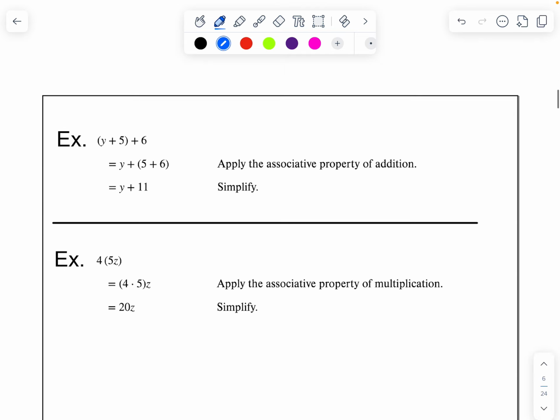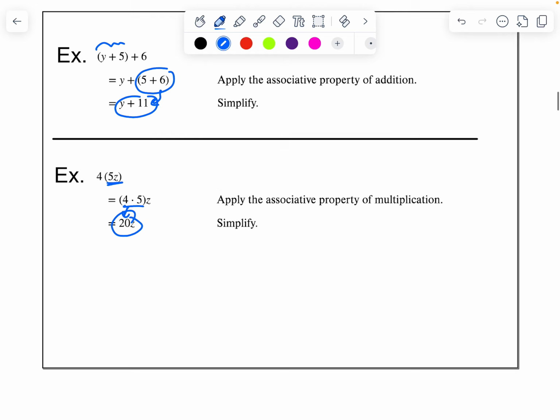One way that we can use that associative property is when we're trying to simplify expressions. So for example, here we have y plus 5 plus 6. The y and the 5 are grouped together, and I can't combine the y and the 5. They're just not enough alike. But if I reassociate and group the 5 and the 6, I can combine those into 11. Notice what I end with is simpler than what I started with. I simplified the expression. The same thing here. The 5 and the z are not enough alike to combine, but if we reassociate the 4 with the 5 and multiply those to get 20, then we end with a simpler expression than what we started with.